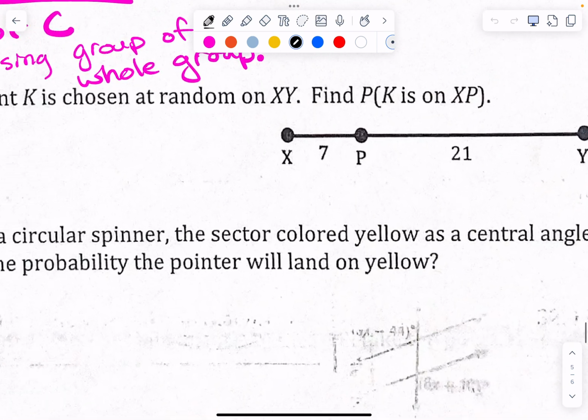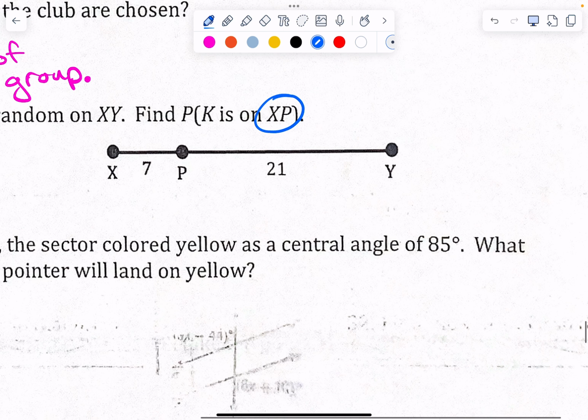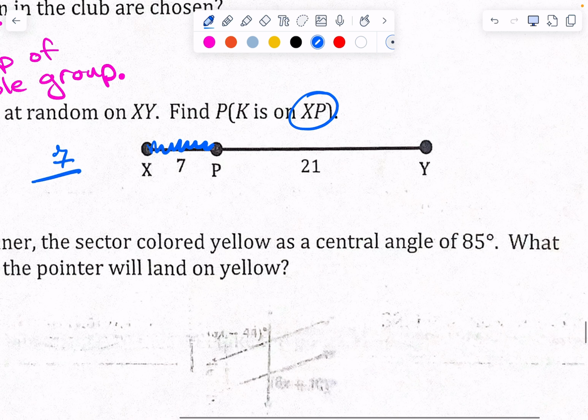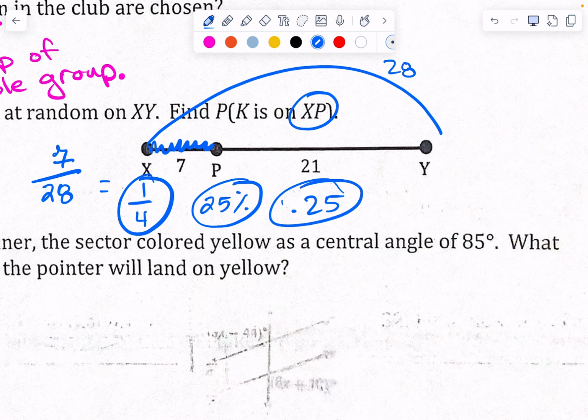Okay, did you get 37 figured out? I want to know the probability that we land on X to P. That is 7 out of 28. The whole thing is 28 units, right? Okay, which is 1/4 or 25% or 0.25. Okay, whatever.